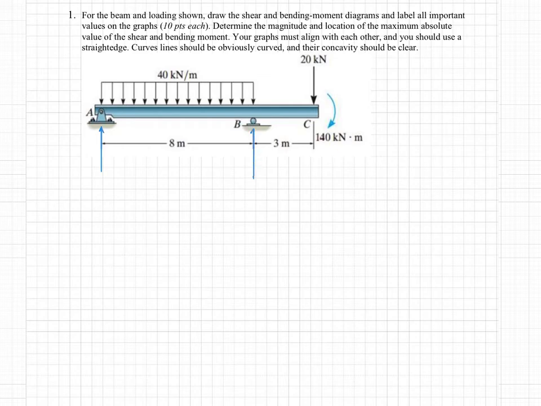B is a roller, right? So we don't even have an AX, we don't even have a BX. The AX is 0, so I'm not even going to bother drawing it because there are no forces in the X direction. So in the Y direction, this is going to be AY, and this is just going to be B. I'm just going to leave them like that.